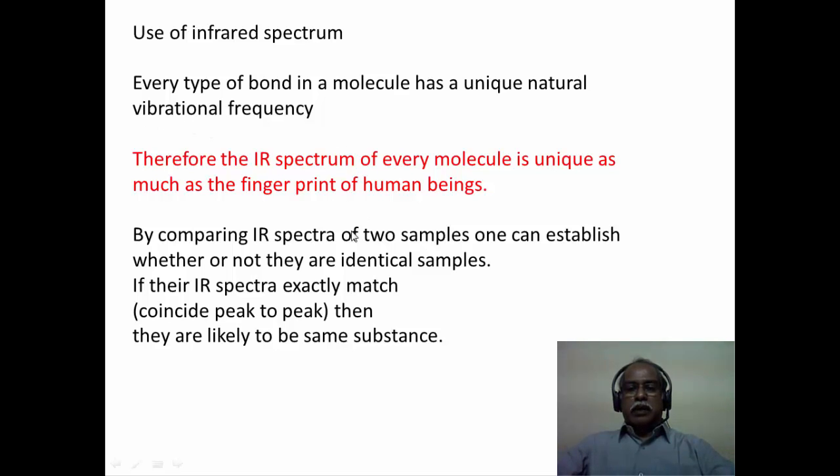By comparing the infrared spectra of two samples, one can establish whether they are identical samples or not identical samples very easily. If the infrared spectra of these two samples exactly match, in other words, peak to peak matching is happening, then the two substances are likely to be the same. In other words, it's like matching the fingerprint of human beings to identify human beings. One can match the fingerprint regions of the infrared spectrum of two samples, and if they match exactly on top of each other, then we can consider these two samples to be identical samples.